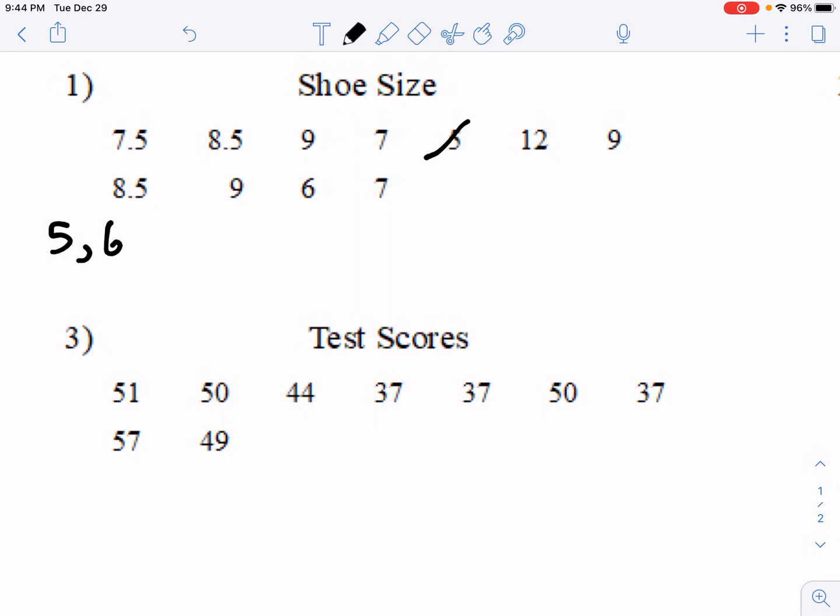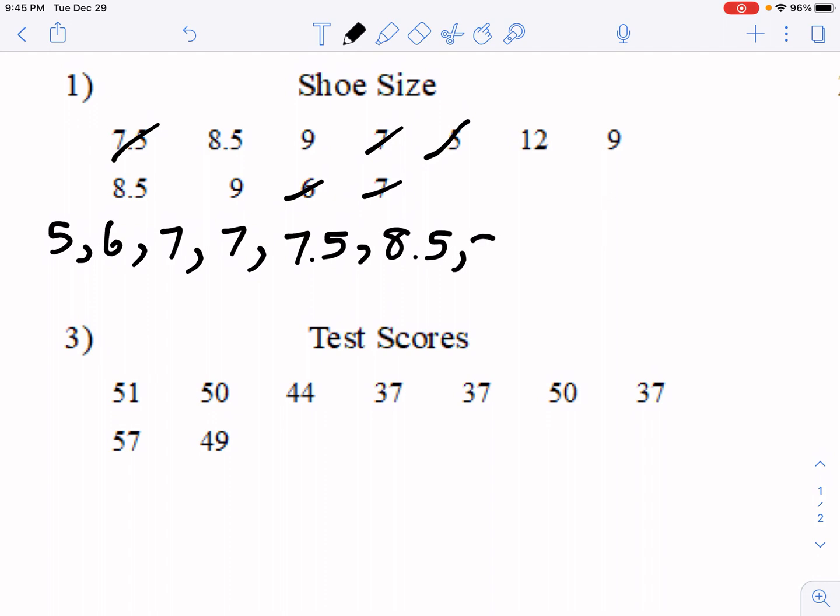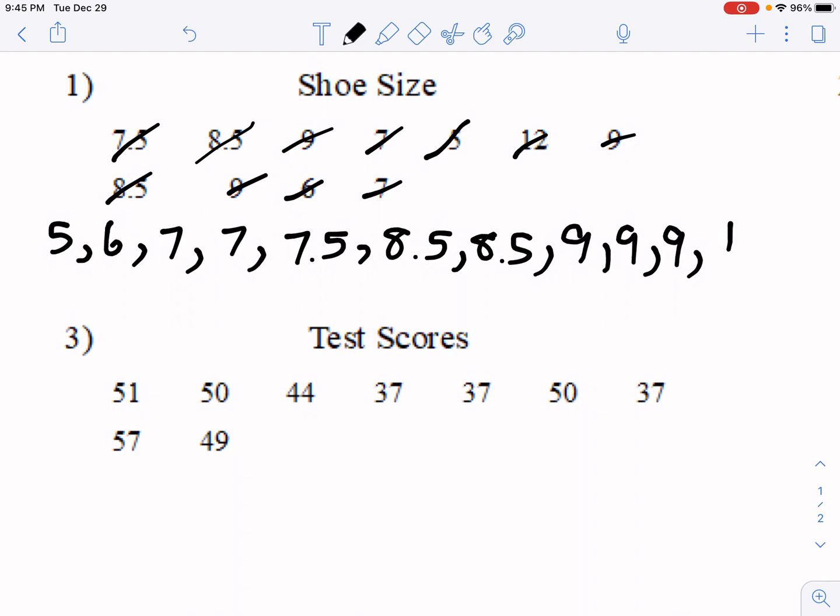Next smallest number I see is 6. Then I see 7. There are actually 2 7s. Then 7.5. Then 8.5 and 8.5, so we're crossing both of those out. And then 3 9s, it looks like: 1, 2, 3. And then a 12.